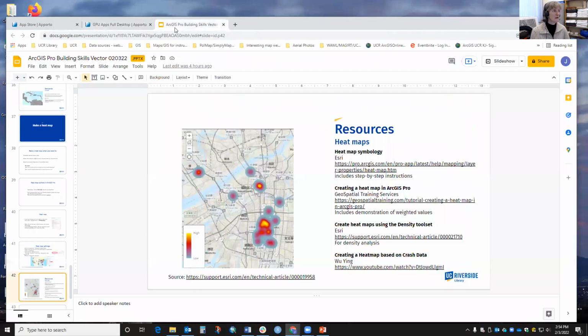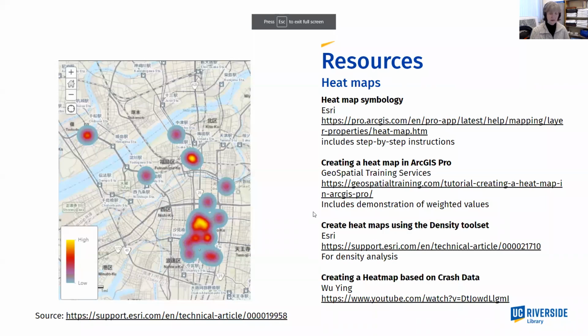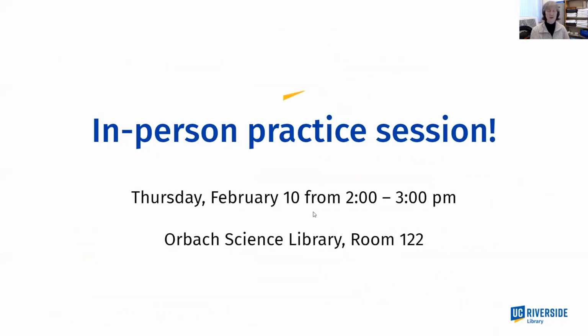Okay, let me go back and tell you that this is about the in-person practice session. Thursday, February 10th, a week from today, from 2 to 3, same time. I'll be in Orbach Science Library, room 122. It's the classroom. As you enter, you would want to go to your left, and you'll see it along the left-hand wall there. And just a chance to try out your skills and ask me any other questions you might have about stuff you've got going on. I would try to answer them as best I can.